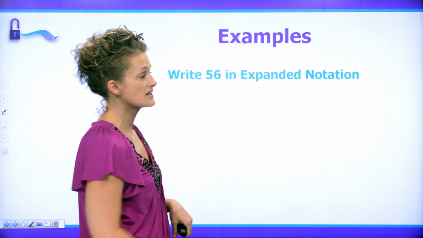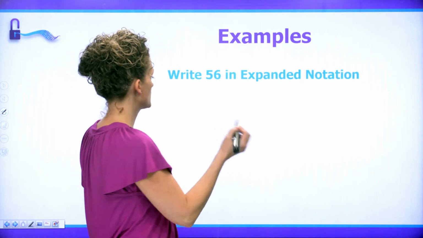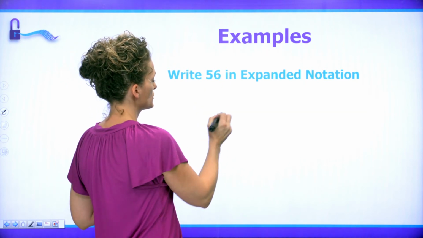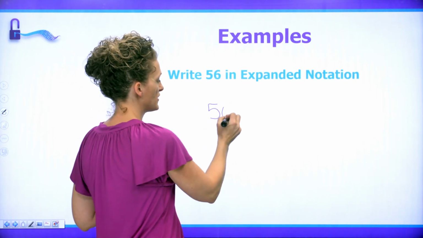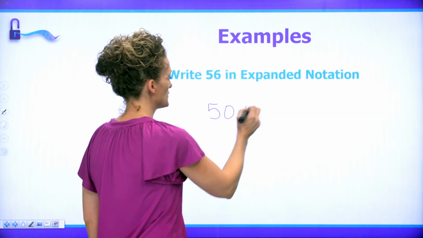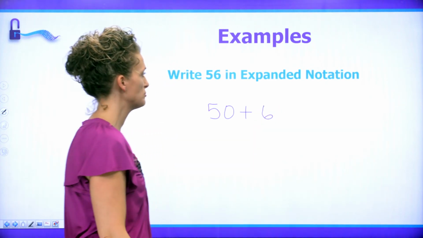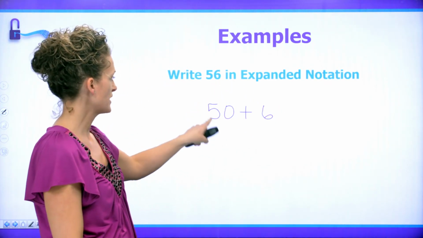Okay, so 56 in expanded notation, we're going to do just a little practice so that we can feel comfortable with this. So there's only 2 digits. If you need to use the place value chart, feel free to do that. We have 50 and we have 6. So 50 plus 6, we have the units, we have the tens.